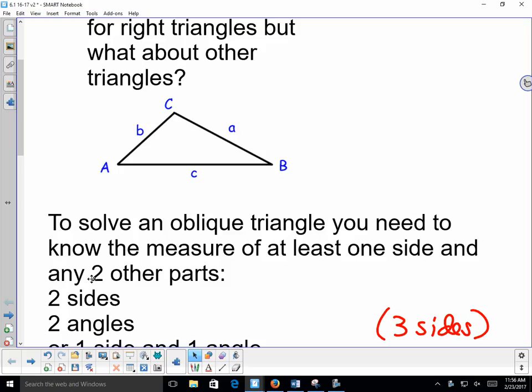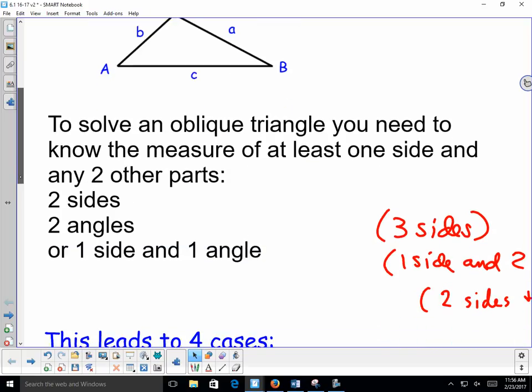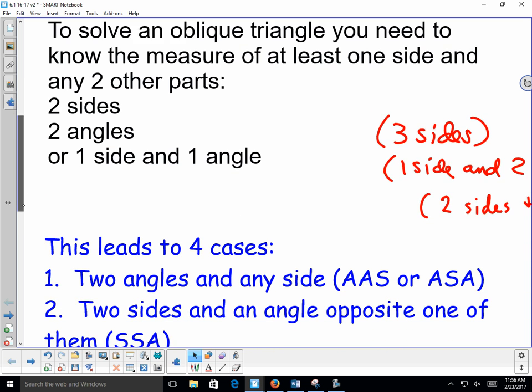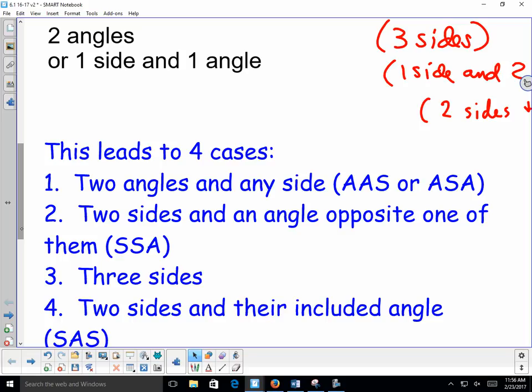But you need to know the measure of at least one side and any two other parts. So you could have one side plus two other sides, or one side, another side, and an angle. So you have to have at least one side and then two other parts. That means you could have two sides, two angles, or one side and one angle, in addition to the first side that you know. This leads us to four cases.